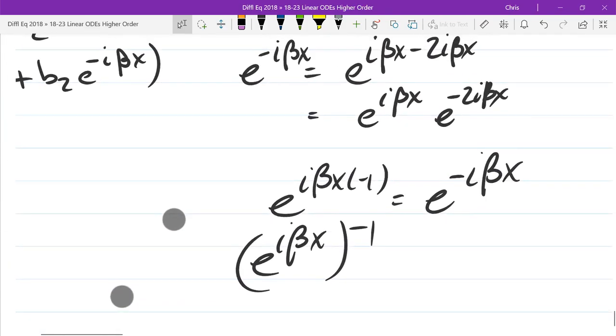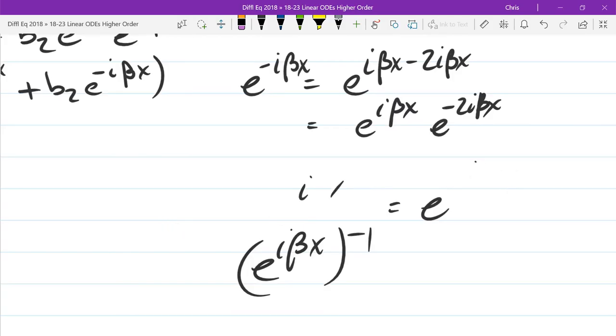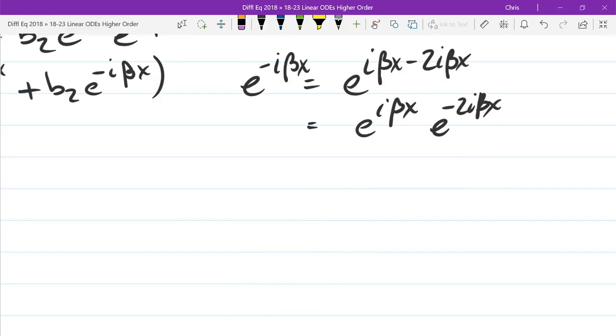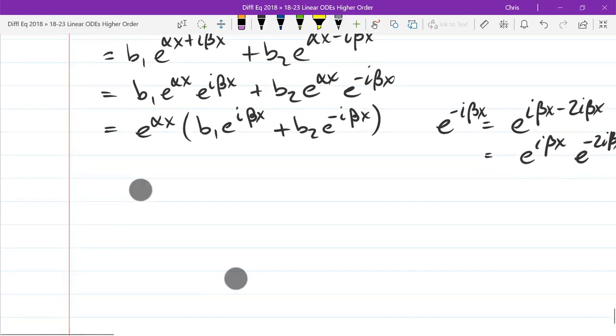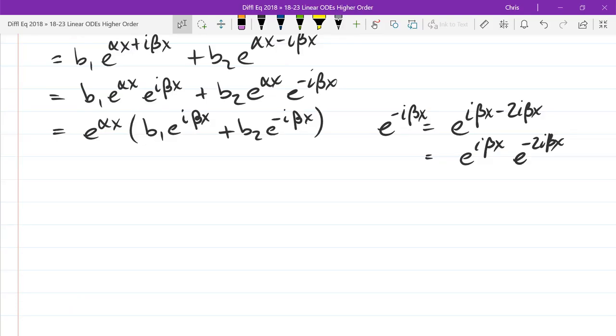So you could do that algebra I have at the top of the screen right there. You can factor it out, but you're going to be left with a term that's basically e to the negative 2iβx, so you can't factor it out properly. However, we're going to do something completely different.